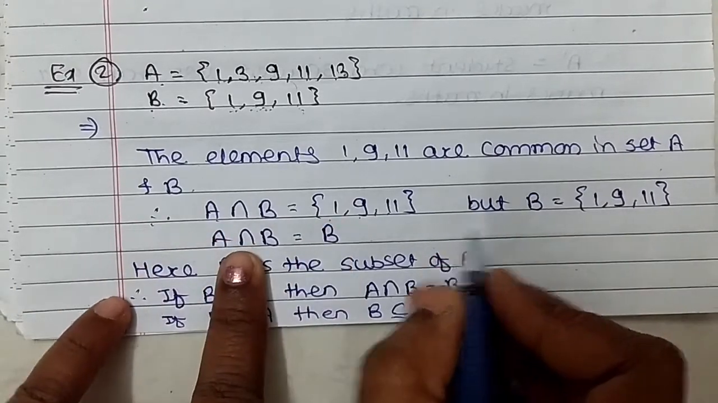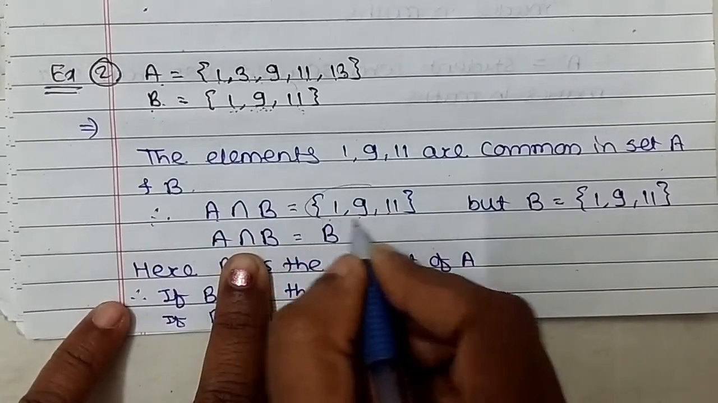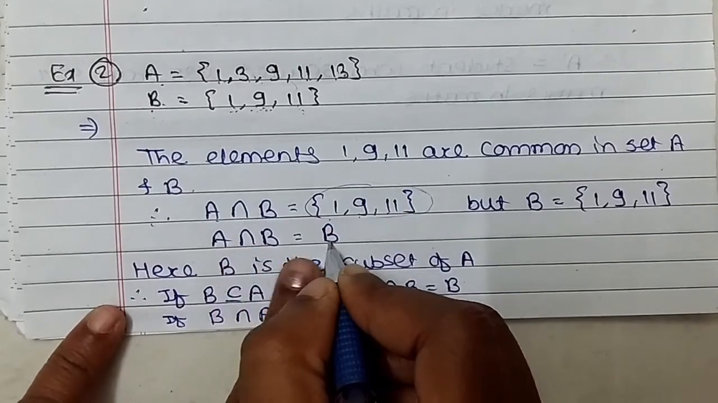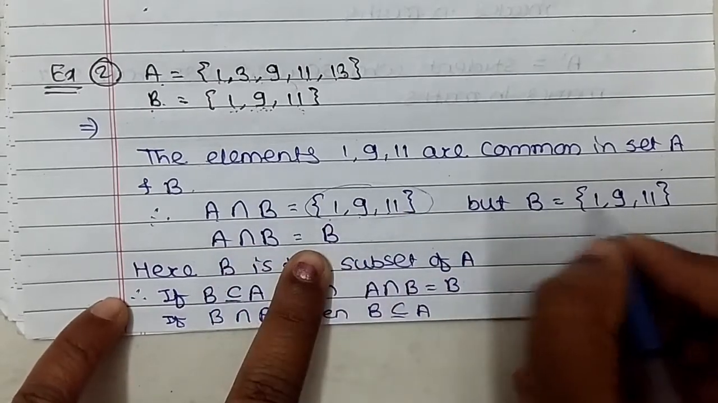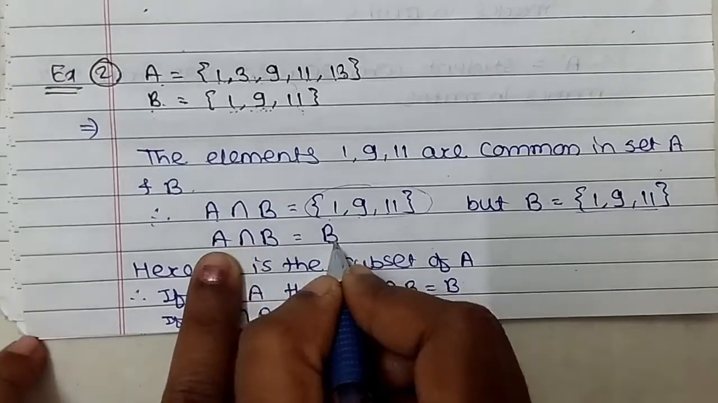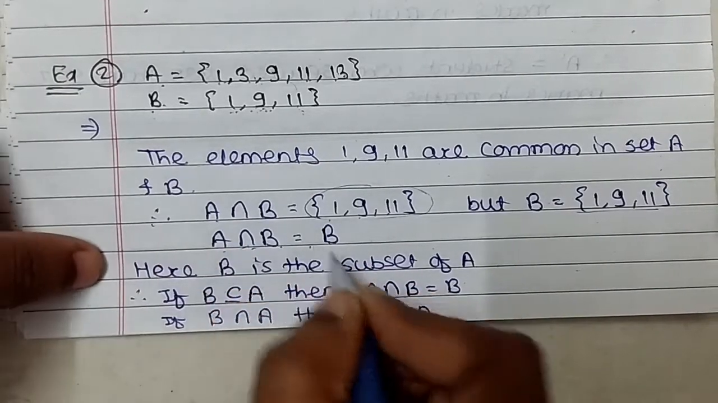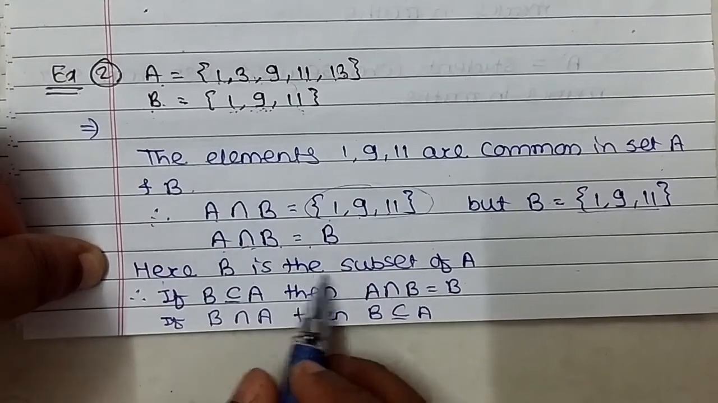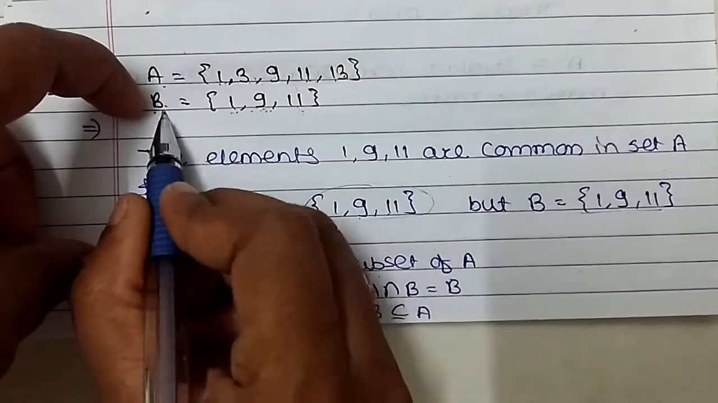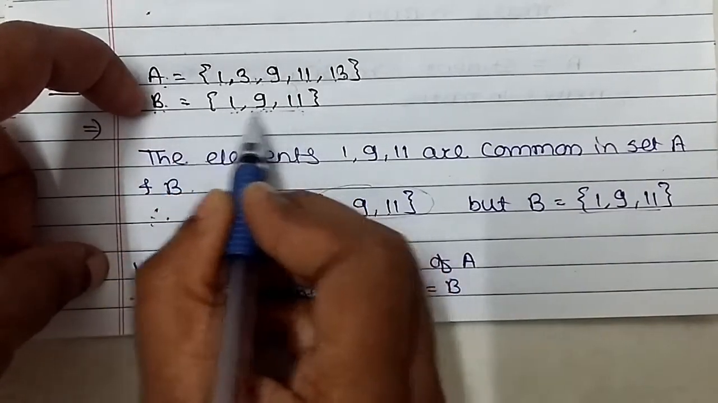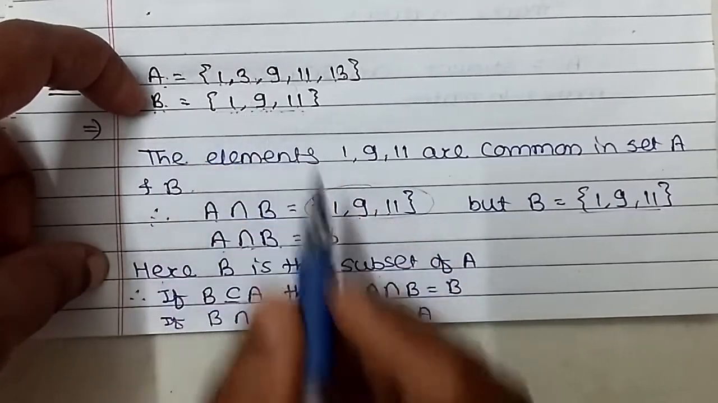So therefore instead of these elements, we can put here what? B, because B is equal to this one. Clear? So therefore we can say that A intersection B is equal to B. That means here B is the subset of A. Why? Because all elements of B are present in set A.